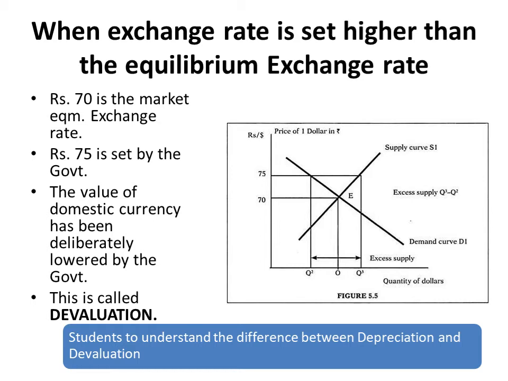Whereas devaluation happens under fixed exchange rate system. Nothing to do with the equilibrium. It is fixed by the government higher, which means it is raised from 70 to 75, 75 to 80. So when the rate of exchange is raised, it is known as devaluation under fixed exchange rate system. Depreciation is a term used under flexible exchange rate system.